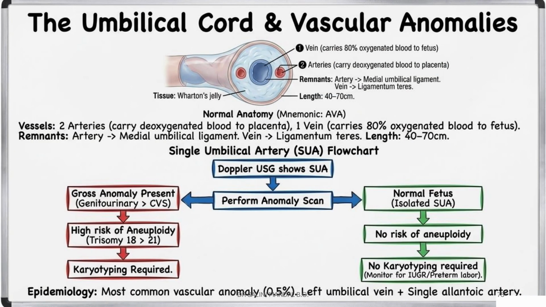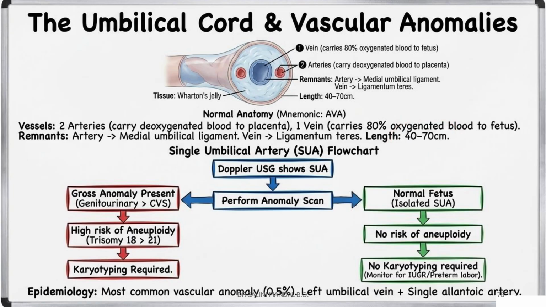Next one is about the umbilical cord. See, talking about umbilical cord, we know we have two kinds of vessels, right? Two arteries and one vein. So two arteries are going to carry deoxygenated blood to the placenta. One vein is going to carry 80% of the oxygenated blood to the fetus. So what is going to happen to the arteries? Umbilical arteries are going to form medial umbilical ligament and the vein is going to form ligamentum teres. And the normal length of the umbilical cord is around 40 to 70 centimeter.